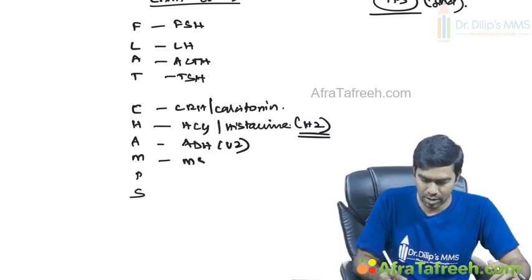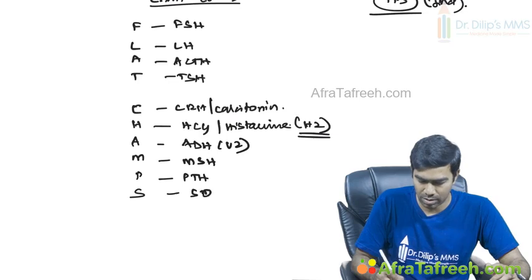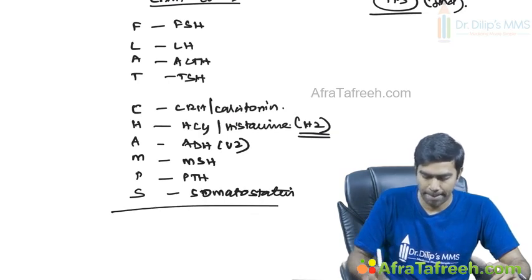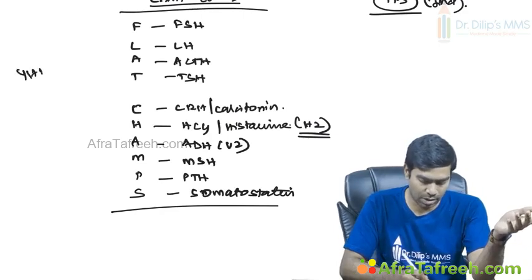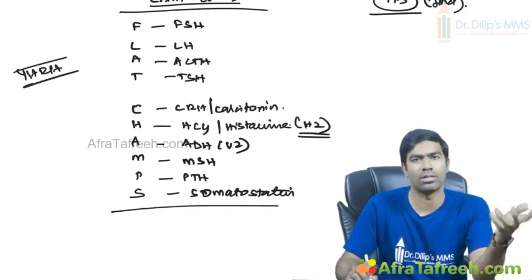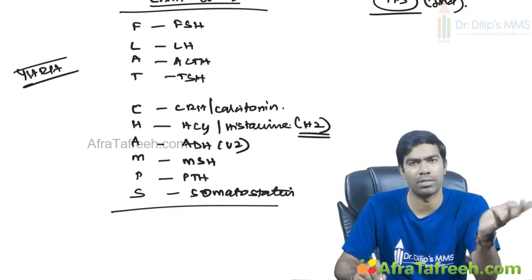And M stands for MSH, that's called a melanocyte stimulating hormone. Then P stands for PTH, parathyroid hormone. S stands for somatostatin. Suppose if you want to remember one more hormone, you can also remember GHRH, which will not come under the mnemonic, but still this growth hormone releasing hormone will also work through the cyclic AMP pathway only.